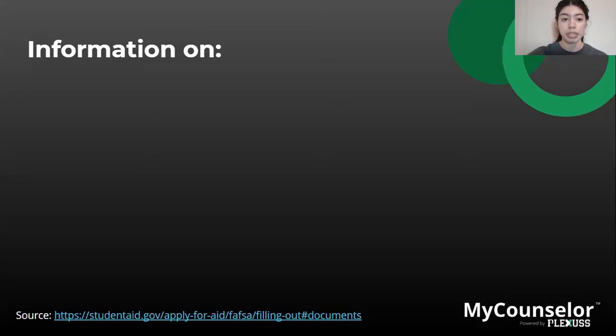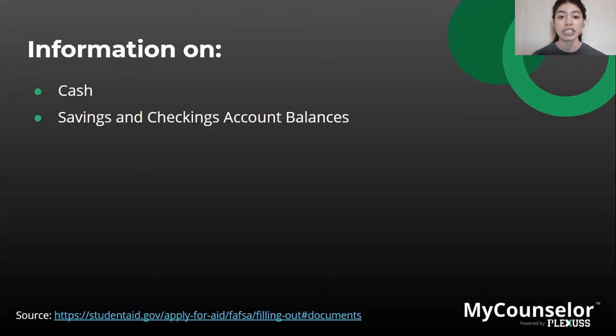You will need information on cash. For example, how much cash do you currently hold at the moment? You will need information on your savings and checking account balances so the university can know how much money you actually have.